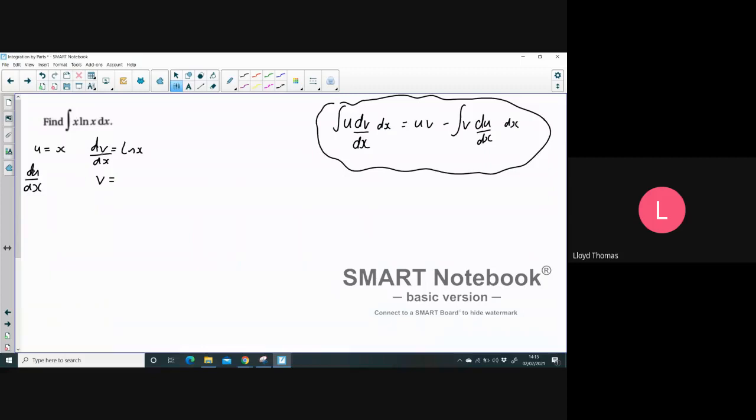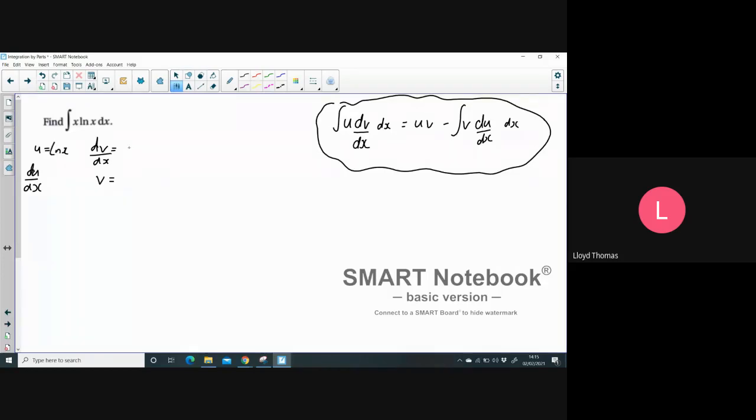There are a lot of rules we have learned over the last few lessons, few weeks and months, but we don't yet know how to integrate ln of x. We know how to differentiate it, but we don't know how to integrate it. So if you chose this way around for your two terms at the start, problem. Because that would mean I have to integrate ln of x, which we don't know how to do. So let's just label them the other way around.